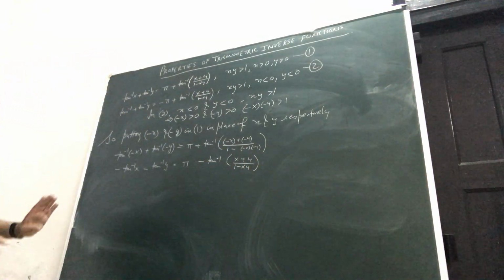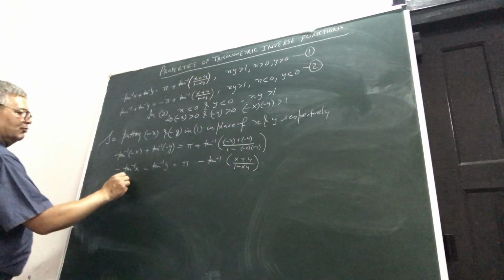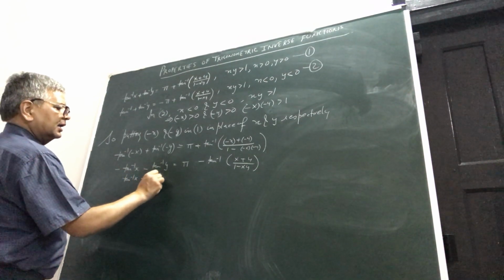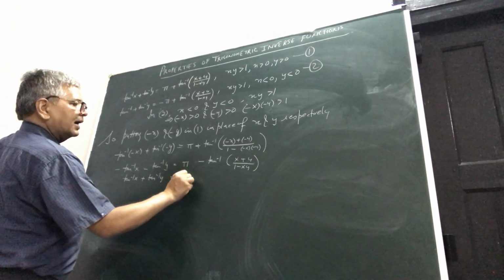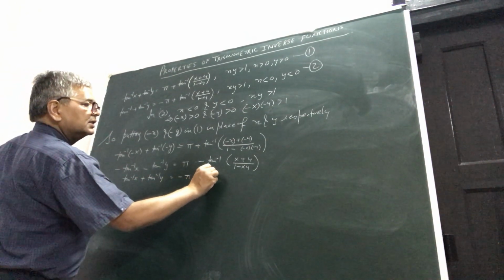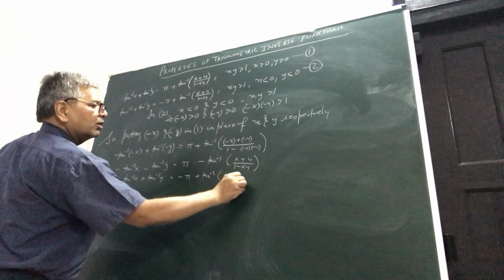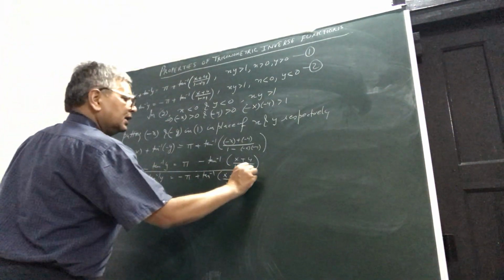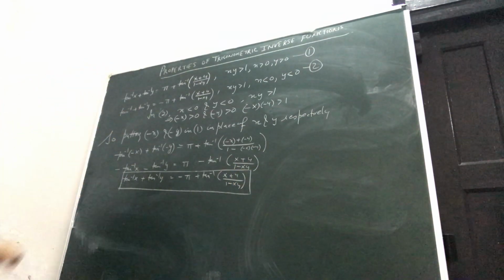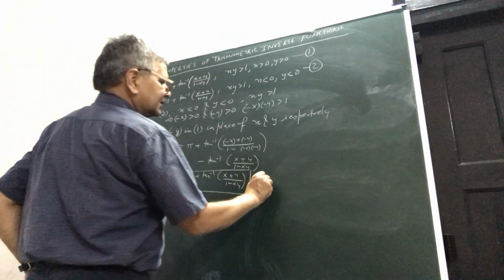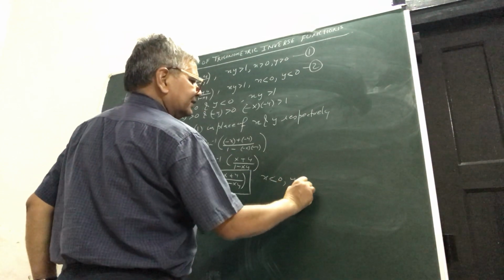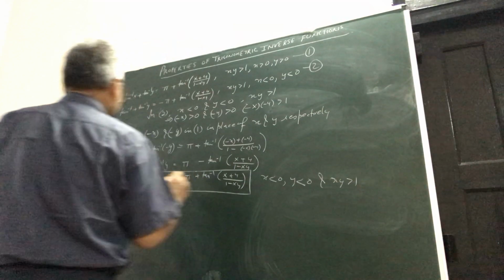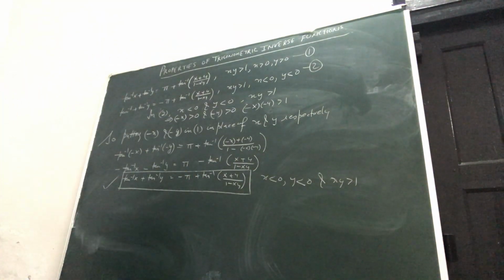So now see, multiplying by minus one throughout, what will I get? Tan inverse x plus tan inverse y is equal to minus pi plus tan inverse of (x plus y) upon (1 minus xy). So this is the result when x is less than 0, y is less than 0, and xy is greater than 1. Then this would be the result.